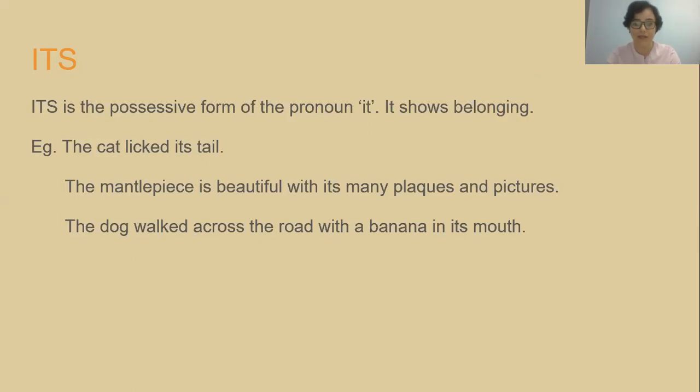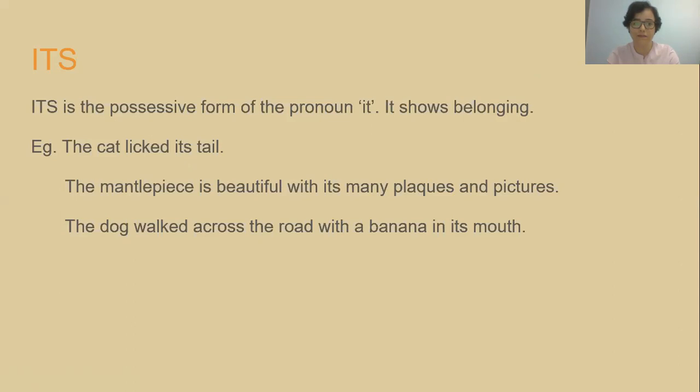"It", okay, is a pronoun, a word that is used in place of a noun. And you use it and not she or he if you don't know the gender. For example, it is a dog, it is a cat, if you don't know the gender. Okay? But "its", the word "its", is the possessive form of the pronoun "it", and it shows belonging. For example, the cat licked its tail. Notice how "its" is written here. There's no apostrophe. The cat licked its tail. "Its" is showing belonging. Whose tail? The cat's tail, showing belonging.